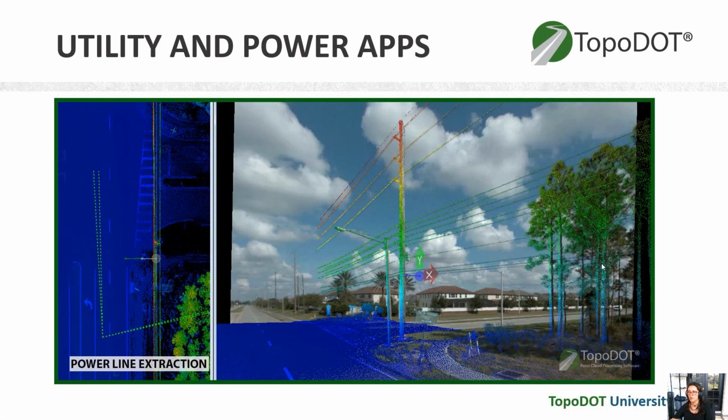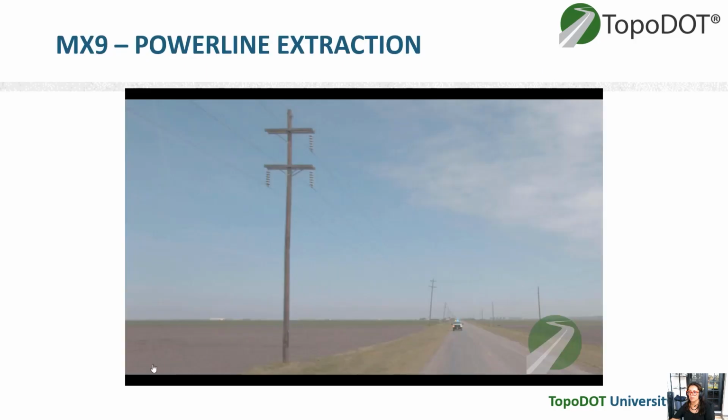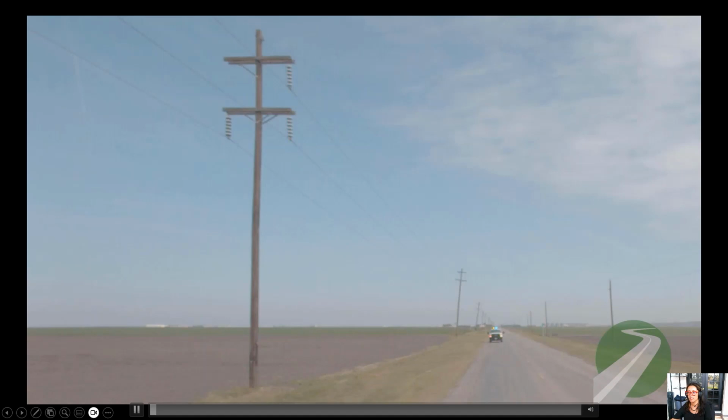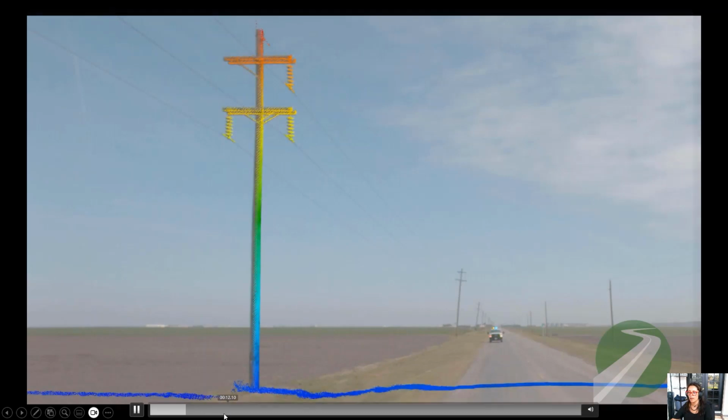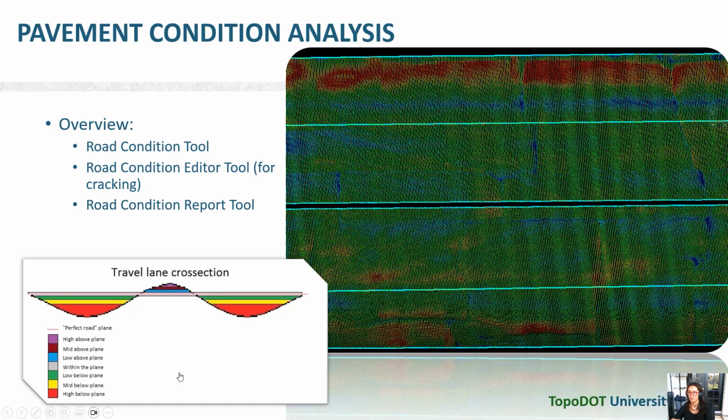So we have tools for all kinds of applications. You can also see some examples here for the utility pole extraction that we saw a little bit before that. And I'm just going to skip this for now.